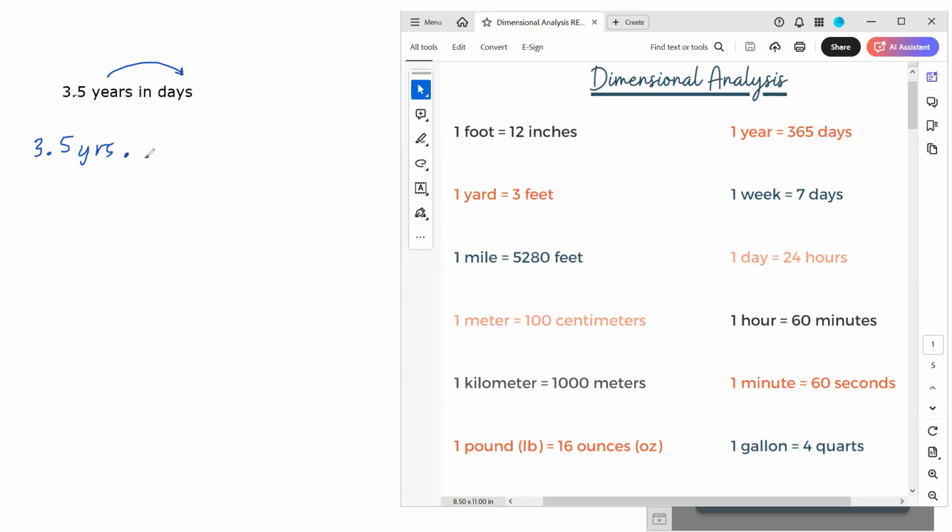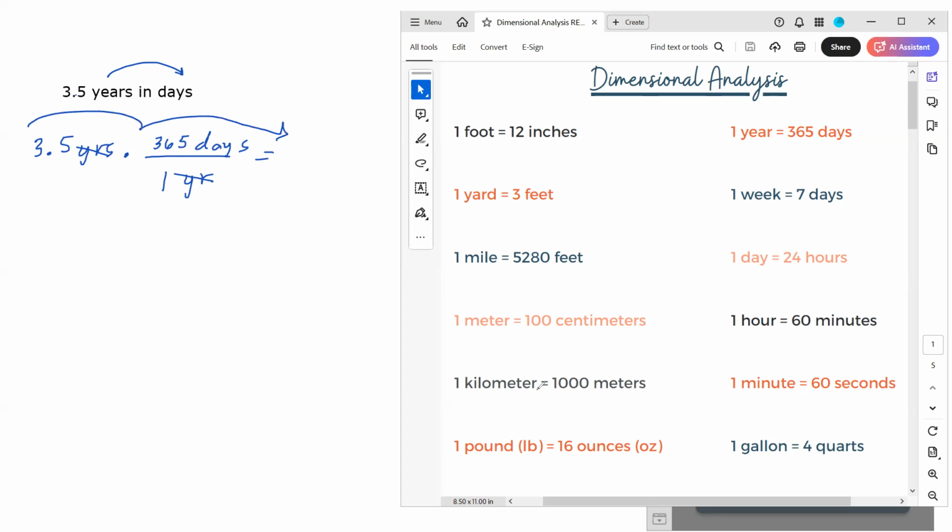Always multiply by a fraction, and you want the years to cancel. So I know that years is going to go on the bottom. 1 year, I'm working towards days. I know that's 365 days. And so now the years can cancel because one's on the top, one's on the bottom. And we're ready to just multiply across the top and across the bottom and see what we get.